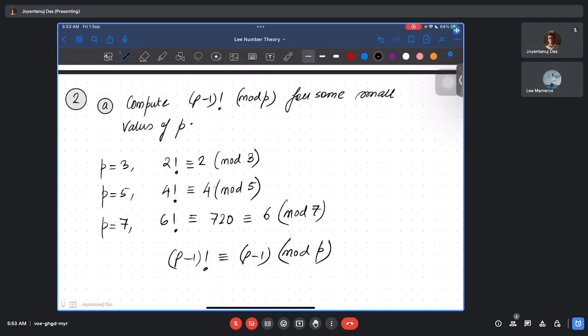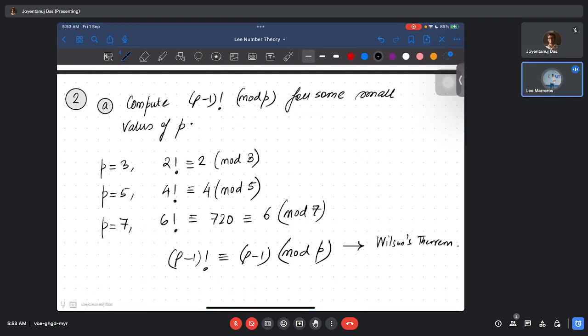So actually, this is called Wilson's theorem. So there is one more theorem, and this is actually a theorem. This is called Wilson's theorem. Okay, interesting. So up to this is clear, right? Yes.